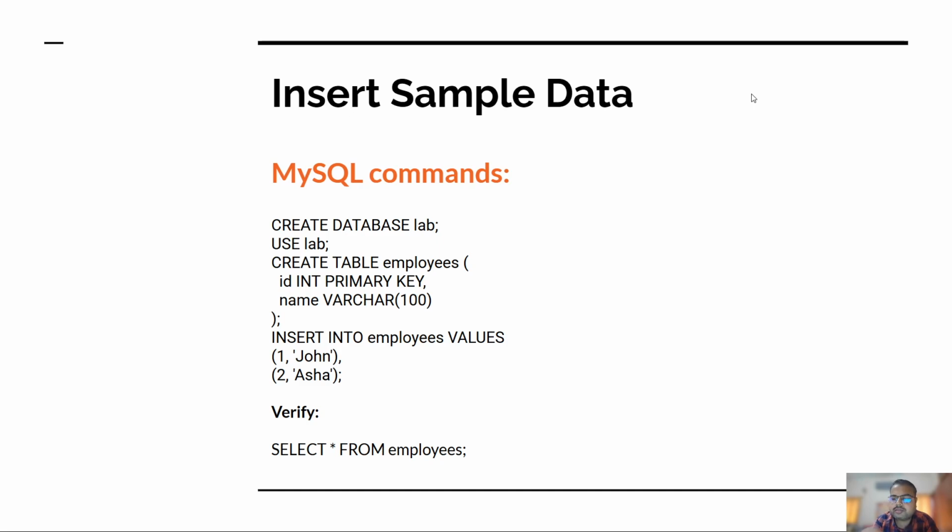Now the next thing is we are going to insert the sample data. So we will connect to the Aurora MySQL that we are on this page. We create a database named lab, then create the employees table, and then insert a couple of records there. So let's create a new query. First we will create a database called lab.